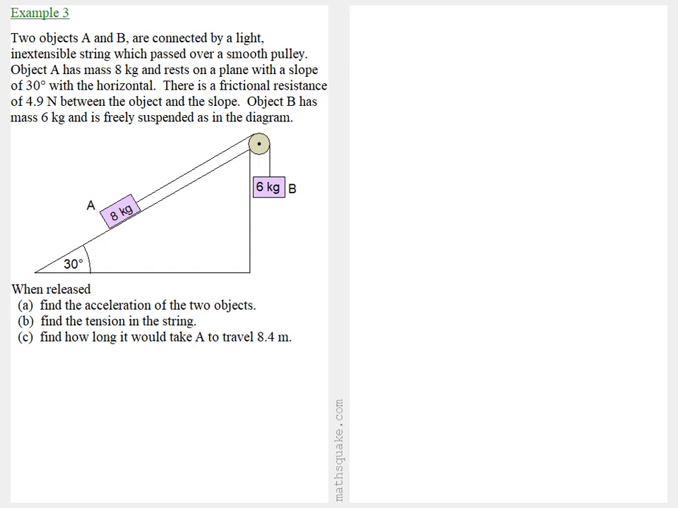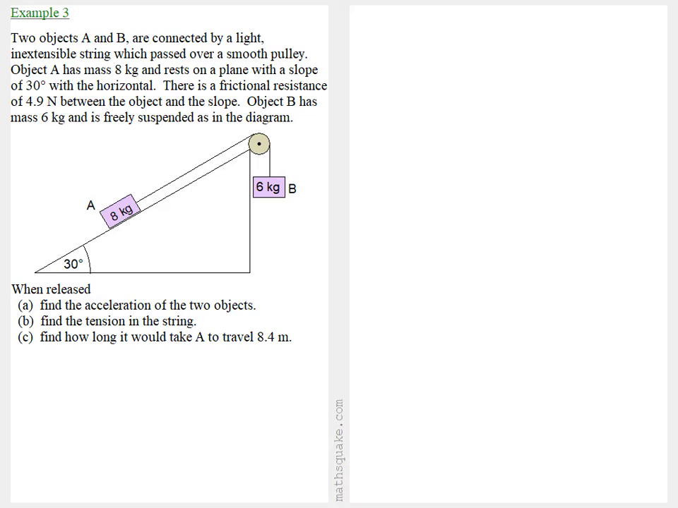Example 3. Two objects, A and B, are connected by a light, inextensible string which passes over a smooth pulley. Object A has mass 8 kilograms and rests on a plane with slope of 30 degrees with the horizontal. There is a frictional resistance of 4.9 newtons between the object and the slope. Object B has mass 6 kilograms and is freely suspended, as in the diagram.